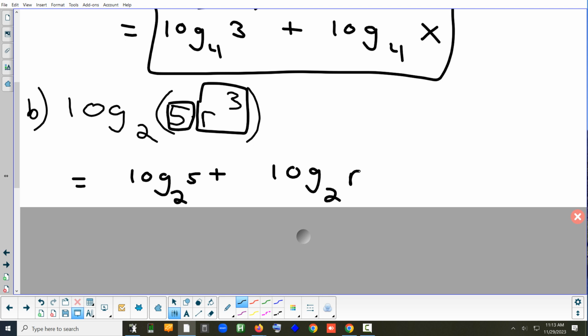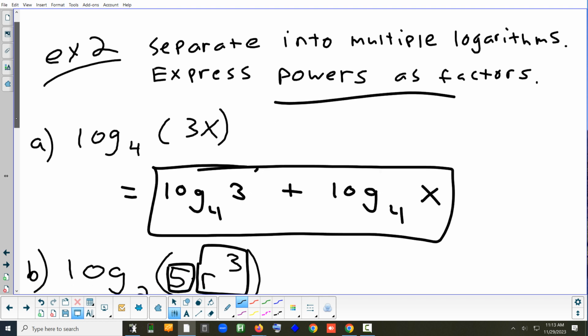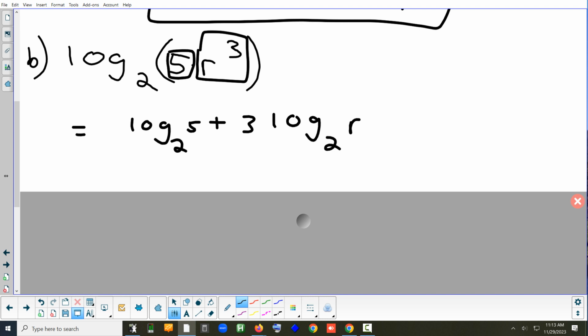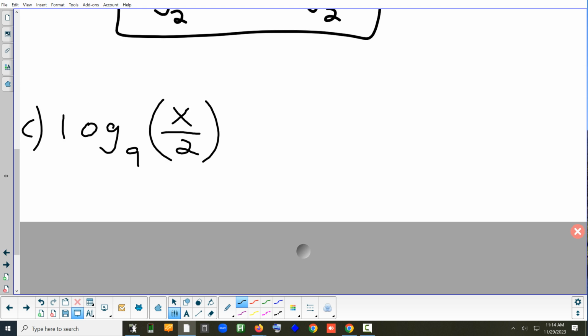Remember, the direction said to put the powers in front. 3 log base 2 of r. You can do that in two steps if you want, but you can't leave r cubed in the final answer because it said not to. Any question on that one? All right, let's try this one.